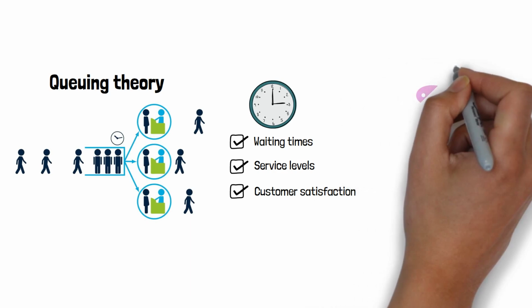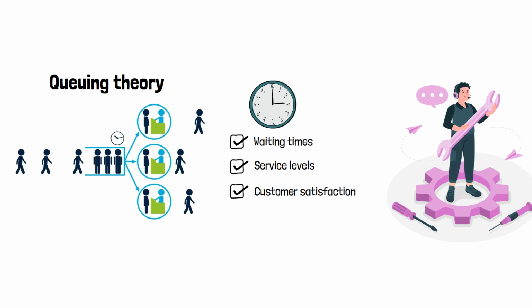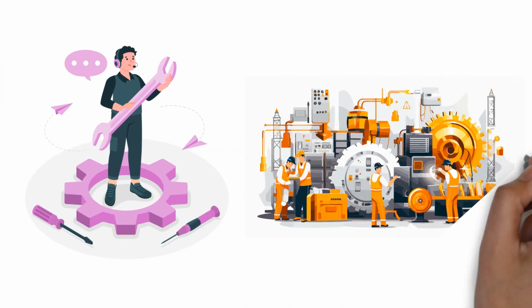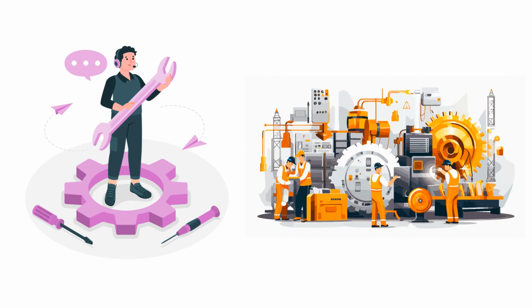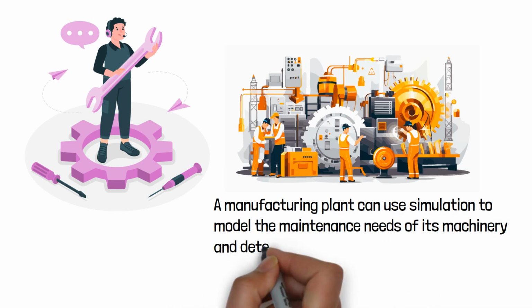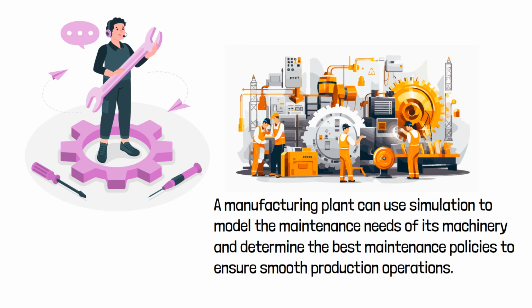Simulation is also valuable in machine maintenance. By modeling the failure rates and repair times of machines, simulation can help managers develop maintenance schedules that minimize downtime and maximize equipment availability. For example, a manufacturing plant can use simulation to model the maintenance needs of its machinery and determine the best maintenance policies to ensure smooth production operations.